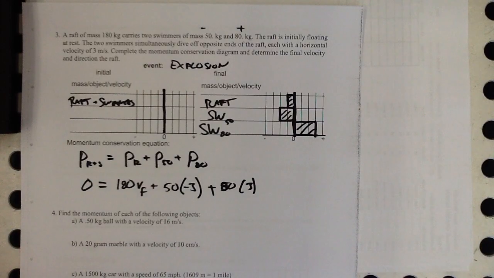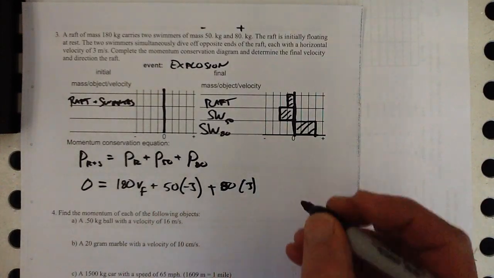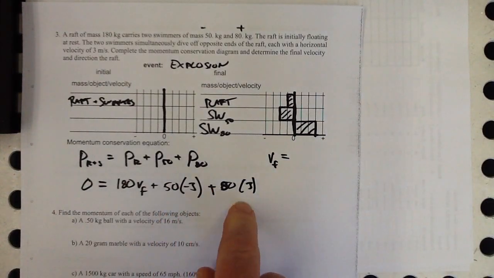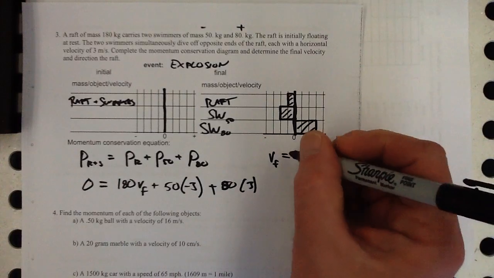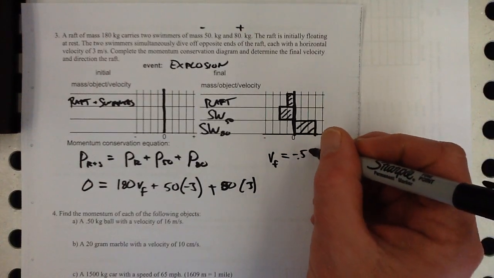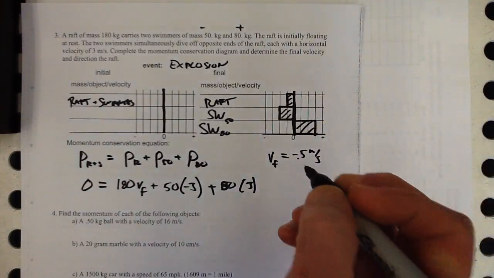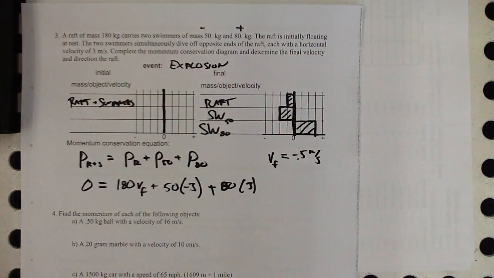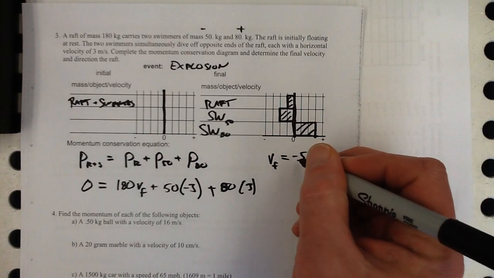All right, so time to do math. I think you're going to get that the final velocity is negative 0.5 meters per second. What does the negative sign mean? That means it's going in the same direction as the lighter swimmer, which makes sense.